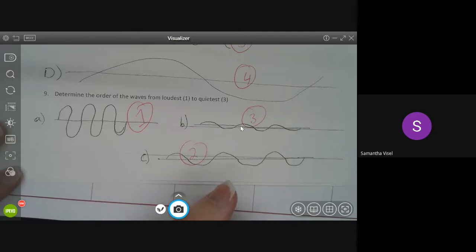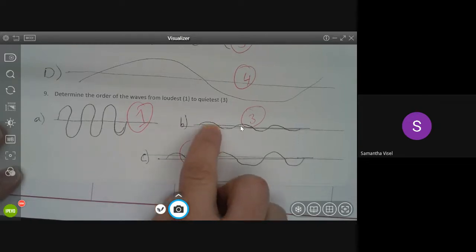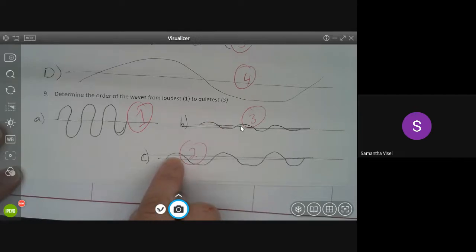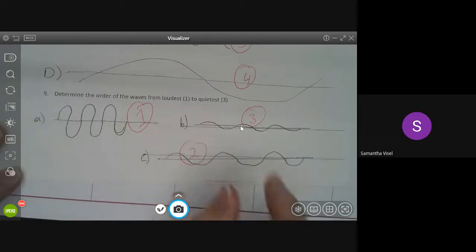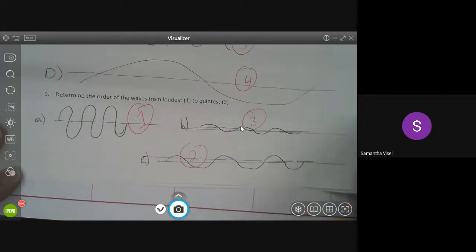And then I know the copier here for my key has an extra line here. But on your paper here, we have this as our mean position. So this displacement is a little bit taller than from here to here. So this would be our second loudest wave, so our second highest amplitude. And then our shortest amplitude here would be number 3, so this would be our quieter wave.